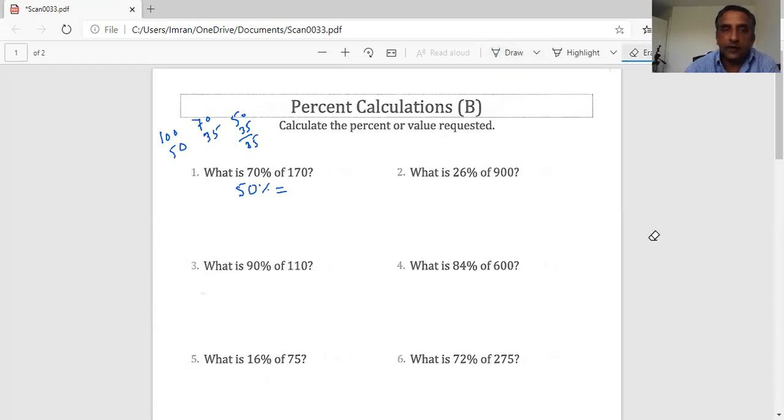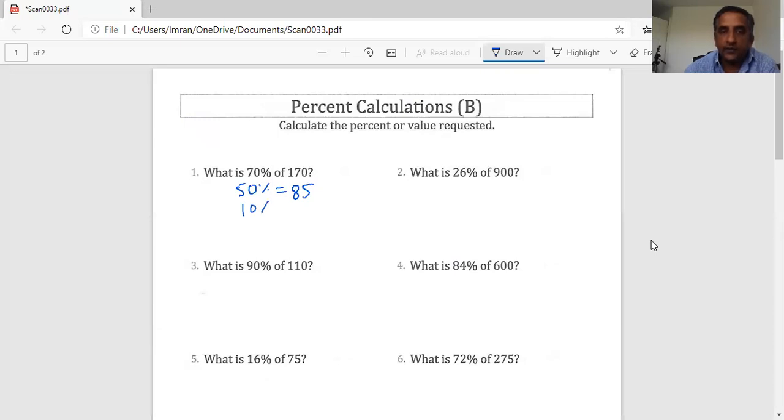I'm just going to rub this rough working here. So this is the method I just showed you, how to work out 50% of any number. You can just divide it into two equal parts, like the way I did 170. Now, what is 50% of 170? That is 85, as I said. Then we find 10%.